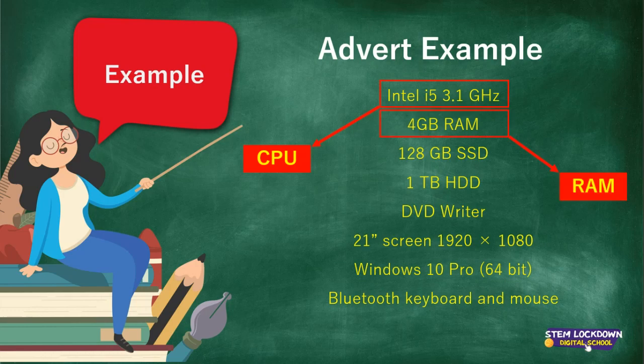Then the next specification there is the RAM, right? This particular one will have 4 gigabytes of RAM. Then the other specification that we have, this computer probably has two hard disks, sorry, two hard drives, right? One is a 128 gigabyte solid state drive, and the other one is a 1 terabyte hard disk drive, right?